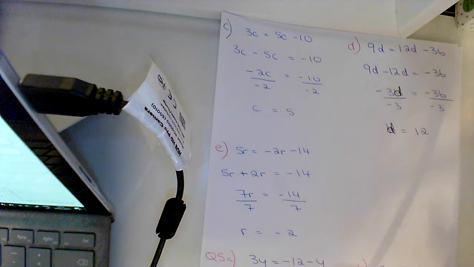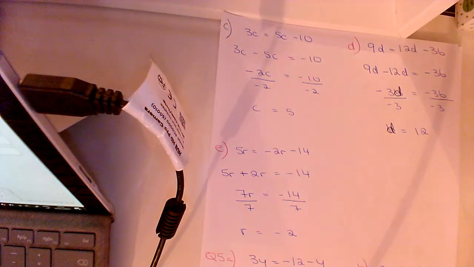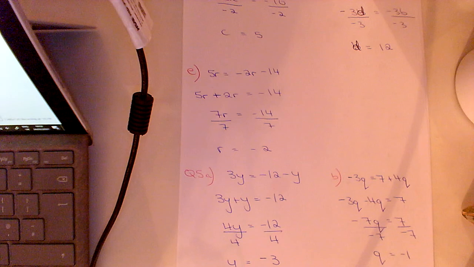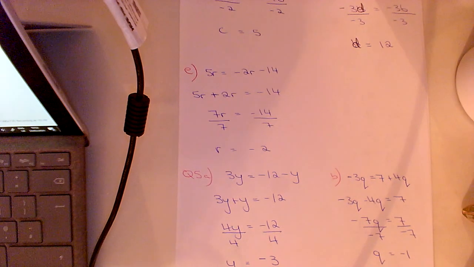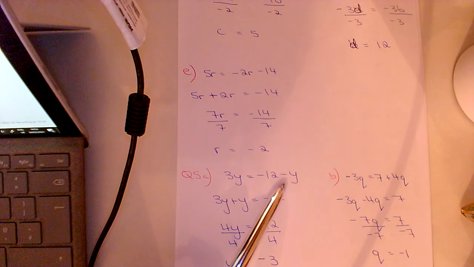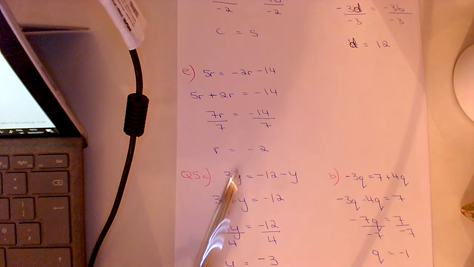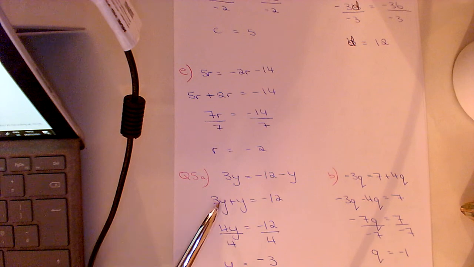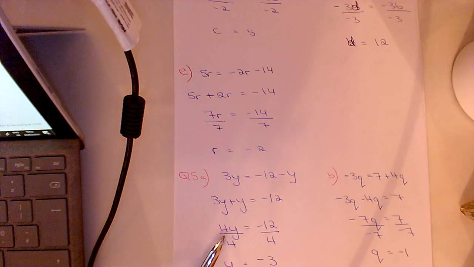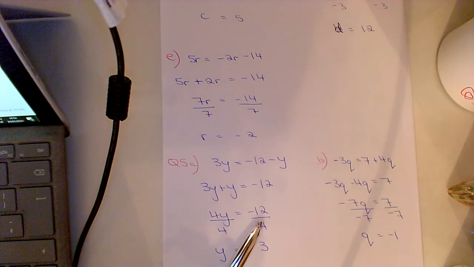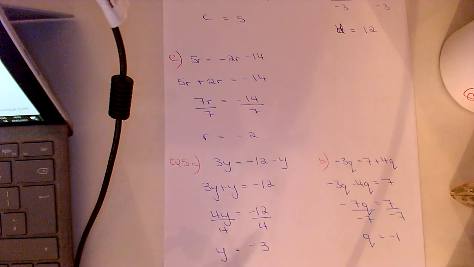Question 5 then, I have 3y is equal to minus 12 minus y. So I need to have letters on the left, numbers on the right. So I have 3y is on the left, this minus y is on the right hand side, it needs to come over, so that will become plus y is equal to minus 12. Then I have 3y plus y will give me 4y is equal to minus 12. I want to find out what just 1y is equal to, so I'm going to divide across by 4, divide across by 4, and I will get y is equal to minus 3.